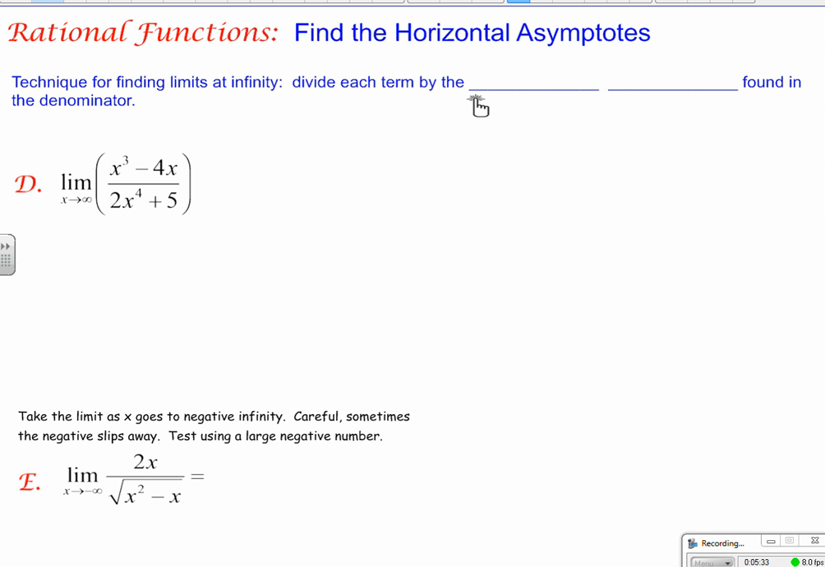Rational functions, let's find the horizontal asymptotes. The technique for finding these limits at infinity: divide each term by the highest power found in the denominator. So letter D here, I'm looking at my denominator and I notice the largest power I see is 4, the x to the 4th term. And I'm going to divide each of my terms by x to the 4th.